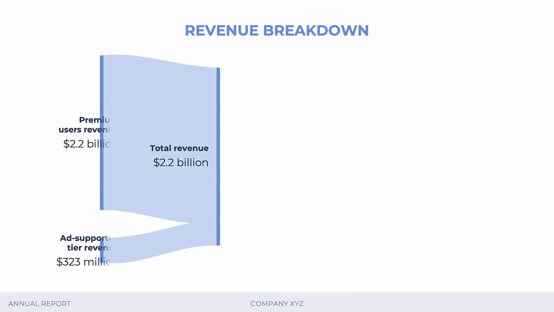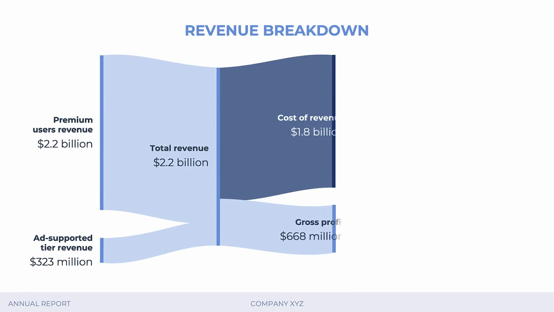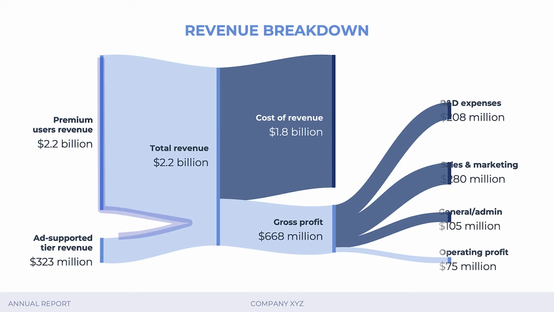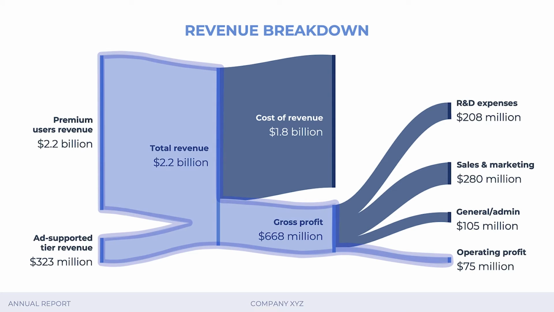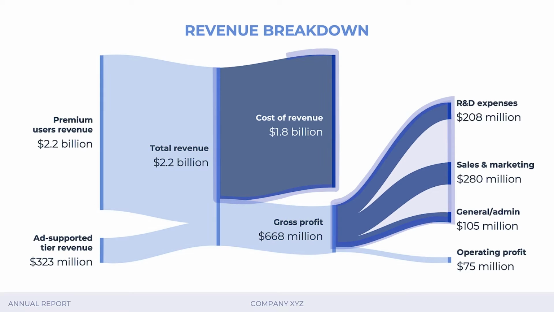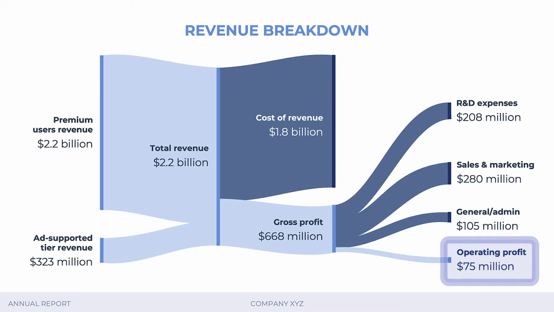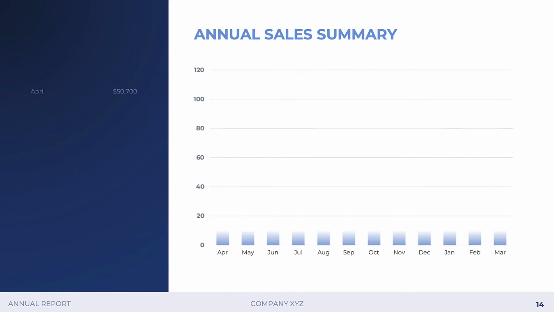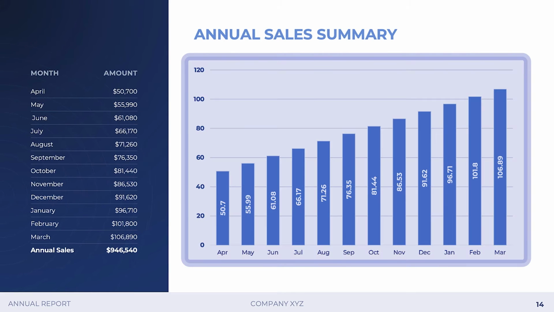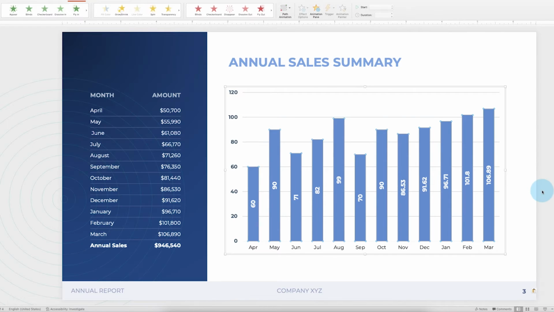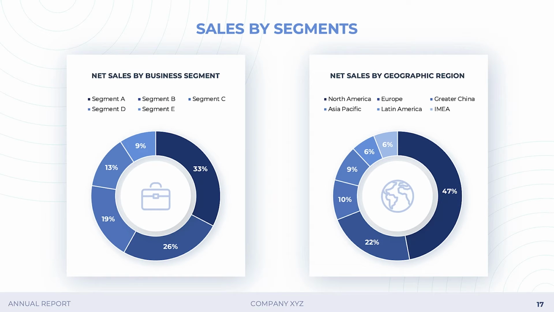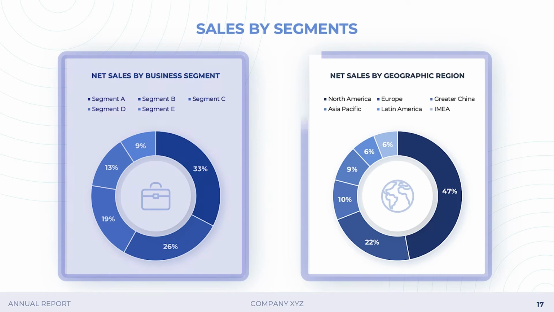Both shareholders and employees will want to know how much money you're bringing in. This chart uses a popular visualization called the Sankey diagram. Everything in light blue represents money coming in, while everything in dark blue is a subtraction or expense. At the end of the diagram, we're left with the operating profit. The sales summary shows a month-by-month breakdown of sales revenue with a fully editable bar chart. Another visualization shows sales based on business segment and region.